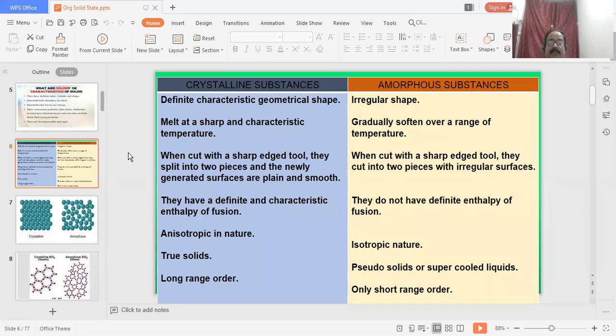Next point, crystalline solids have a definite and characteristic enthalpy of fusion, and non-crystalline solids do not have a definite enthalpy of fusion. Crystalline solids have anisotropic nature, are true solids, and have long range order. Amorphous solids are isotropic, pseudo solids or super cooled liquids, and have only short range order. So this is the difference between crystalline and non-crystalline solids.